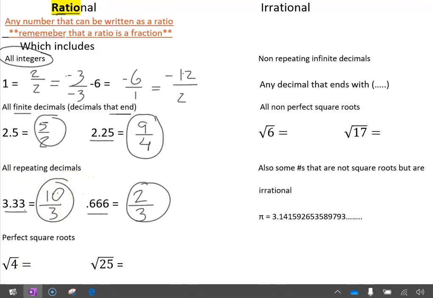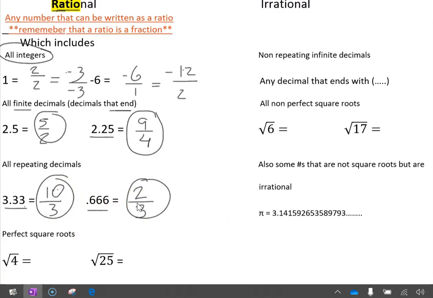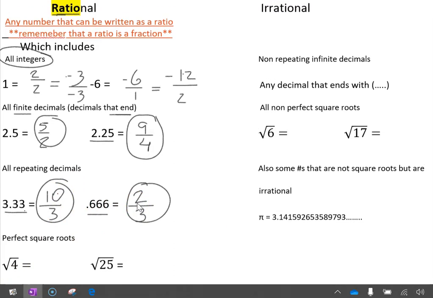Okay? And also, the other part of this that we need to know is that all perfect square roots, because it's a perfect square root. What's the square root of 4? The square root of 4 is a whole number. Again, we said a whole number is an integer, therefore any perfect square root, like the square root of 25, is also rational because the square root of 25 is 5. So these are all the rules for rational numbers.